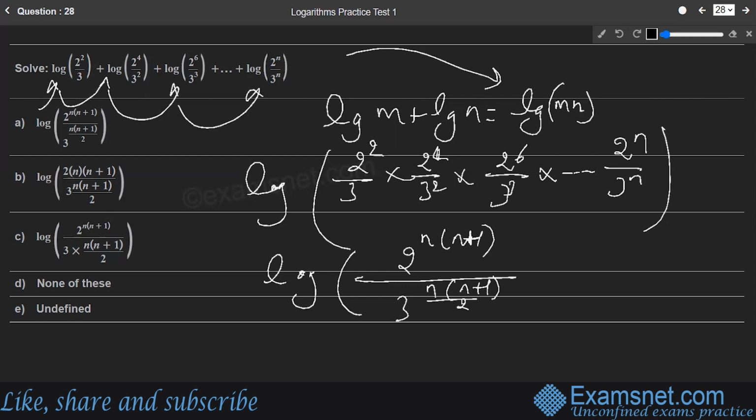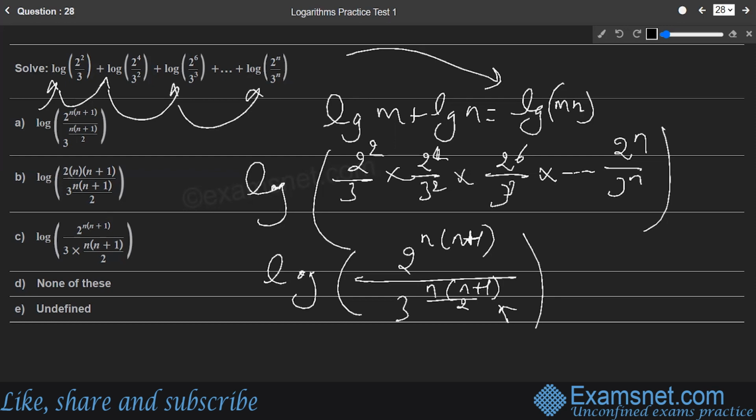So in the denominator we have 3 to the power 1 into 3 to the power 2 into 3 to the power 3, all combined, so there should be a power of 3 to the power 1 plus 2 plus 3 plus 4 till n, which is nothing but an AP. The sum of n natural numbers is n into n plus 1 by 2. That's what has been used in the denominator.